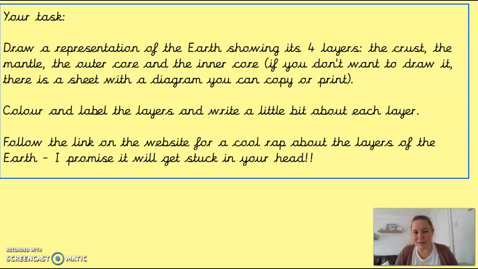So, what I would like you to do today then is have a go at drawing your own representation of the Earth, showing the 4 layers and then writing a little bit about each layer from what you have learned. If you don't want to draw, there's a sheet on the website that's got a diagram there that you can label up. If you're not able to print, I've numbered the layers so you can just write on your piece of paper. But if you are feeling creative and arty, you can draw your own representation and colour it in to show the different parts and the heat of the different layers.